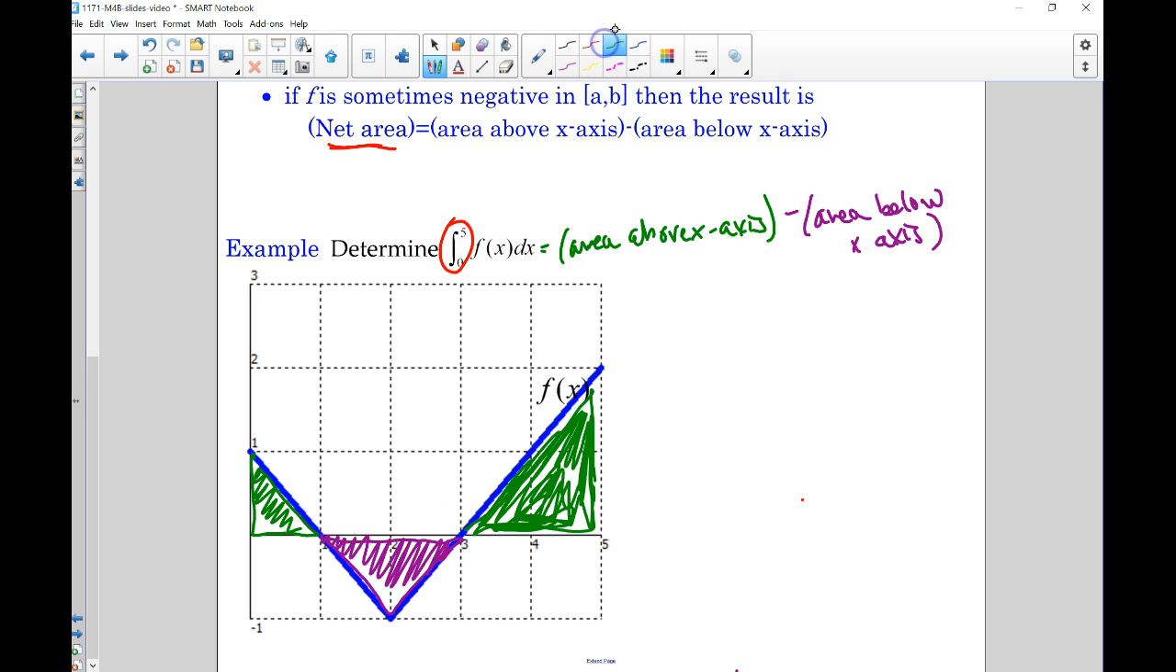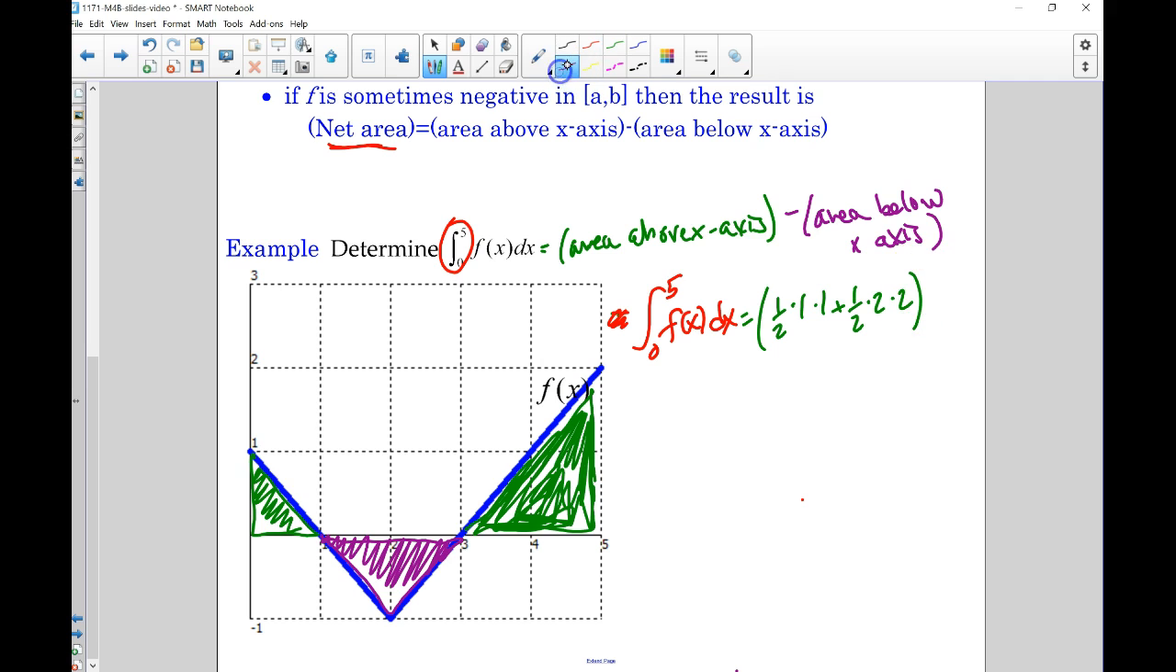So if I do the calculations for area above, let's use proper notation: the integral from 0 to 5 of f of x dx. This is going to equal the area above, and the area of that is 1/2 times 1 times 1, plus the area of the right part, which is 1/2 times 2 times 2.